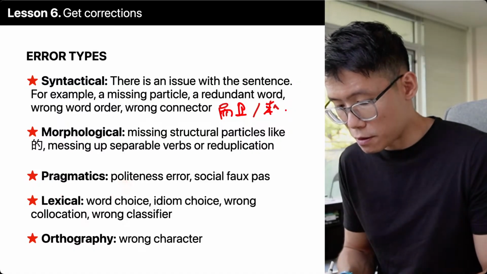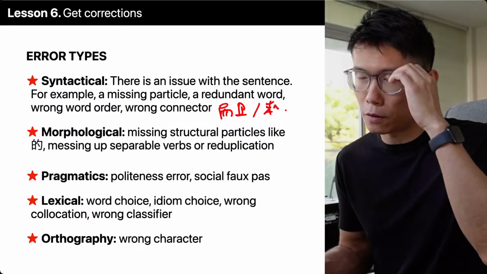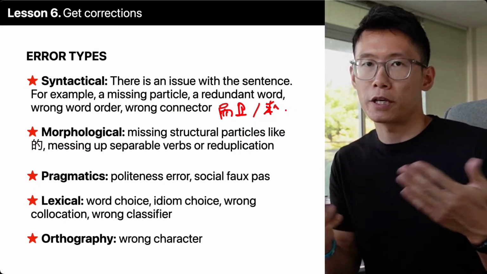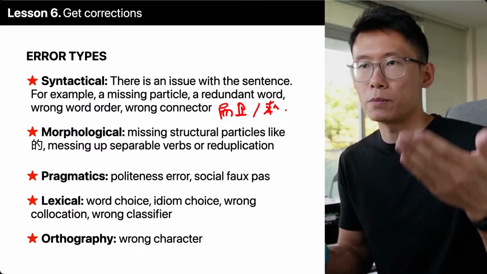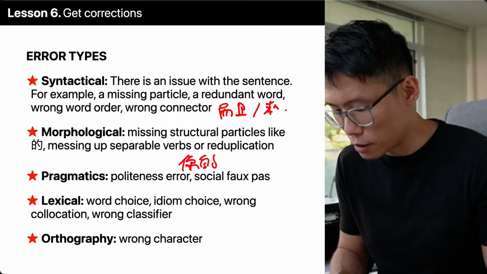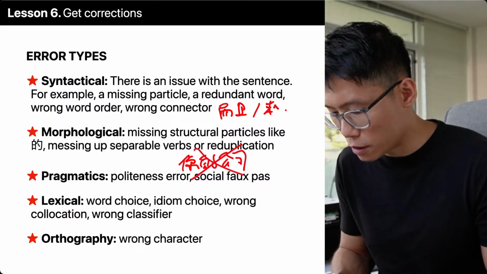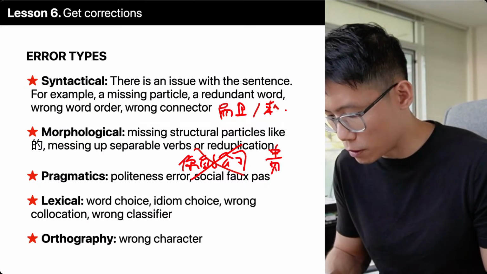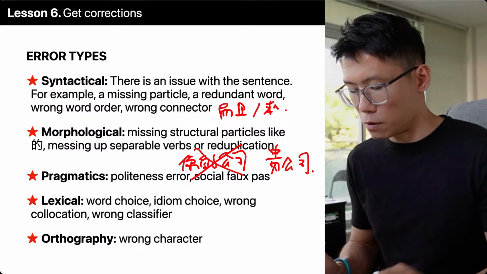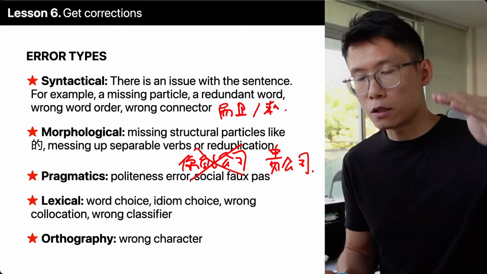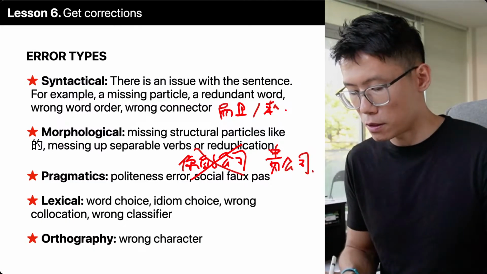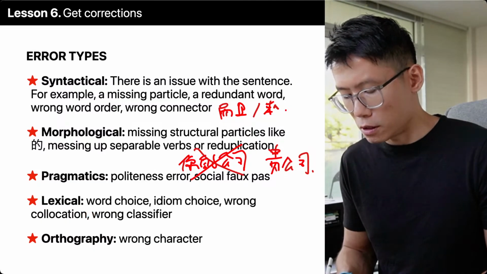Pragmatics, that is things like politeness. For example, you're writing a job application and you're addressing the other company as 你的公司, right? That is a no-no. In Chinese, you have to say 贵公司, right? 贵公司. So that's a pragmatic error. That is errors with politeness or formality or the genre of writing that you're engaging in, right? So that's pragmatics.